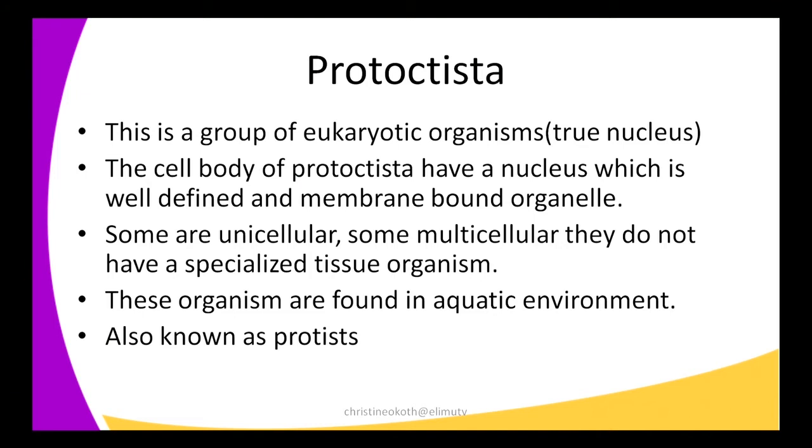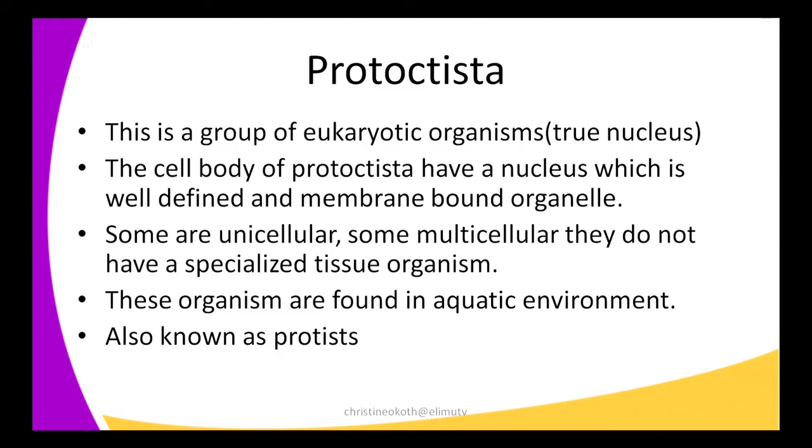So we look at another kingdom we call the Protoctista. Remember in our previous lesson, the first kingdom was Monera, which is also known as the prokaryotes. So now we're looking at Protoctista. This is a group of eukaryotic organisms. Eukaryotic means that it has a true nucleus, compared to the prokaryotes that do not have a true nucleus, like the bacteria. The cell body of Protoctista has a well-defined nucleus and membrane-bound organelles, like the mitochondrion, which is membrane bound.